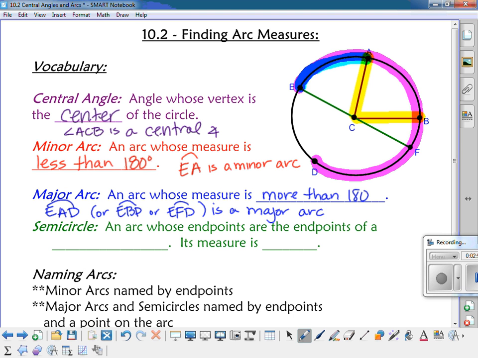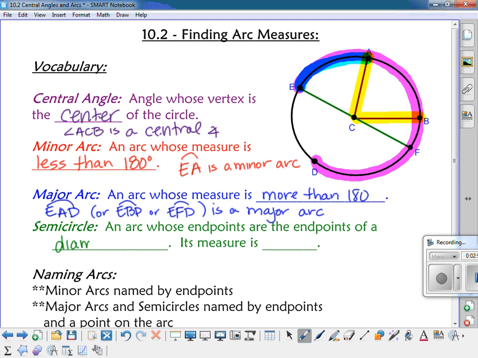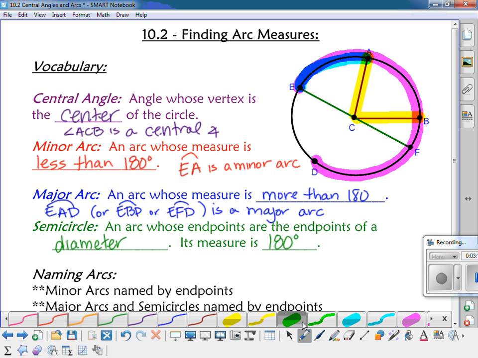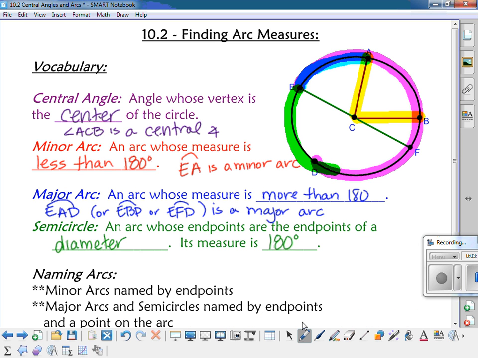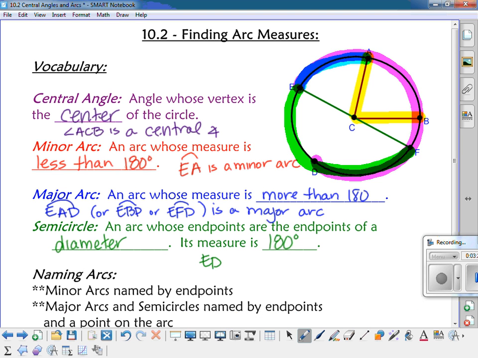And then a semicircle is an arc whose endpoints are the endpoints of a diameter. And it's exactly 180 degrees. So in my picture here, for instance, EDF is a semicircle. And again, I'm going to use 3 letters to name that one. The 2 endpoints with 1 between them.